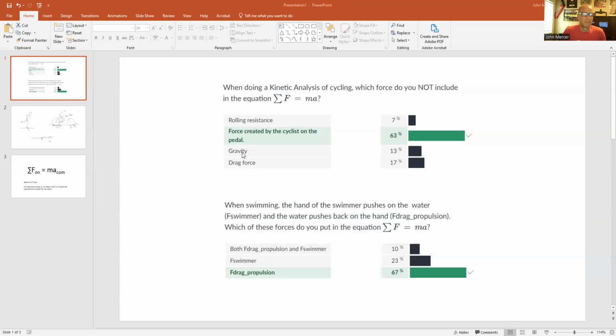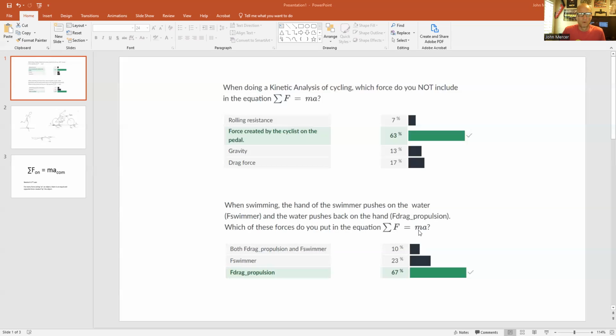Gravity is acting on the object, so we put that in our equation. Drag force is acting on the object, so we put that in the equation. And rolling resistance is a force acting on the object, so we put that in the equation. This is, in essence, the same question, but now we're dealing with swimming. When swimming, the hand of the swimmer pushes on the water, F swimmer, and the water pushes back on the hand, drag propulsion. Which of these forces do you put in the equation sum of F equals ma?